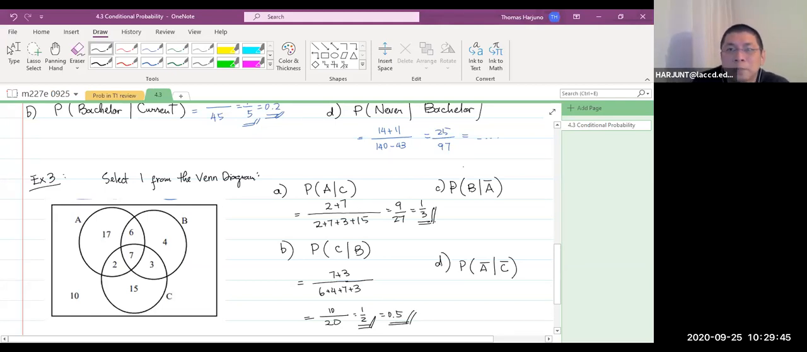Part C. Part C, probability of not in A, I'm sorry, probability of in B knowing it's not in A. So let's see how many elements not in A. 10 plus 15 plus 3 plus 4. Outside of A, right? That's 32 elements. Now of those not in A, how many of them in B? 3 plus 4, 7. Okay, so that's 7 over 32.